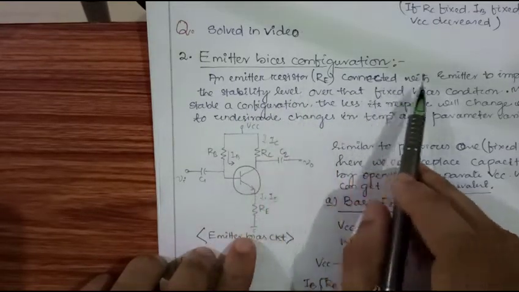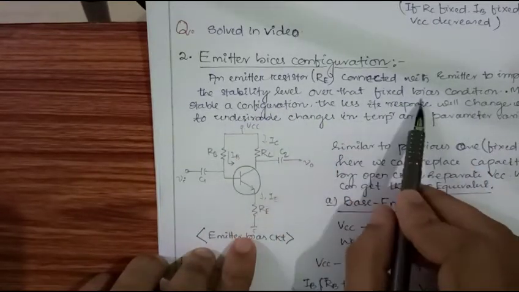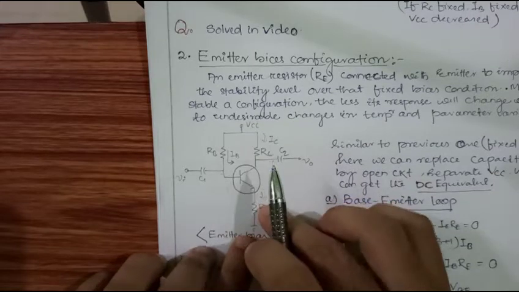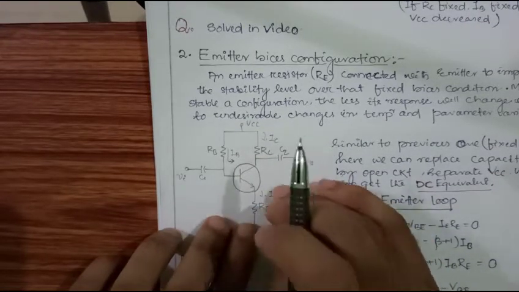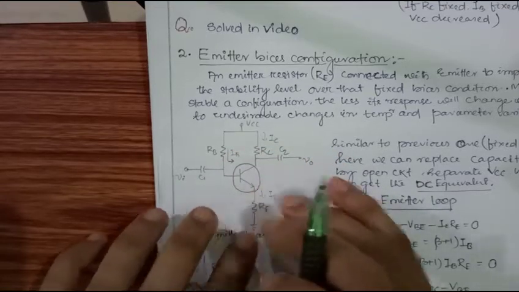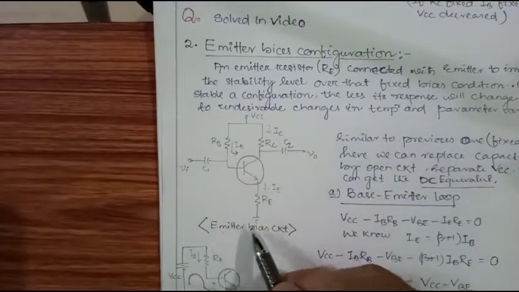So the emitter resistor RE is connected with the emitter to improve the stability over the fixed bias. The more stable it becomes, the less it will depend on temperature, meaning as the temperature changes, it will not change that much, which means it is more stable. Okay, this is the emitter bias circuit.